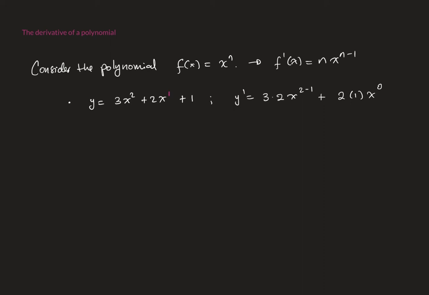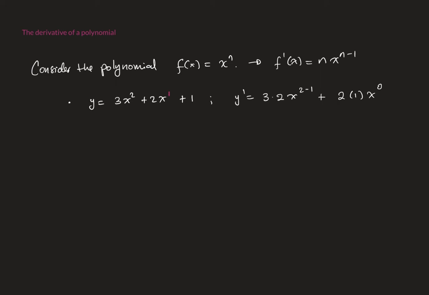From here onwards, I may not write and show you x to the power of 0 because x or anything to a power of 0 will be equal to 1. It's not very common that somebody will write the exponent 0 in the variable. And usually you would just say that the derivative is equal to 2 in this case.